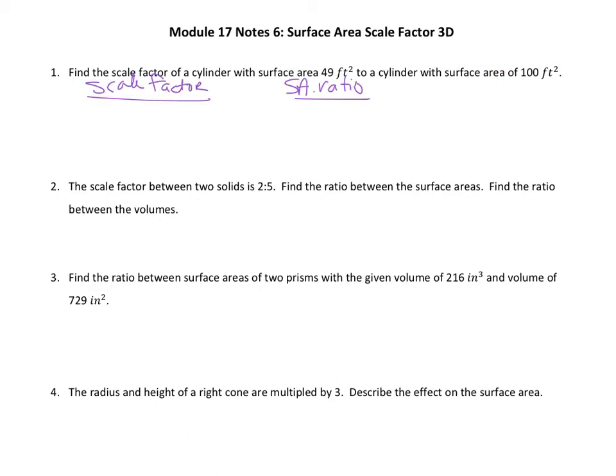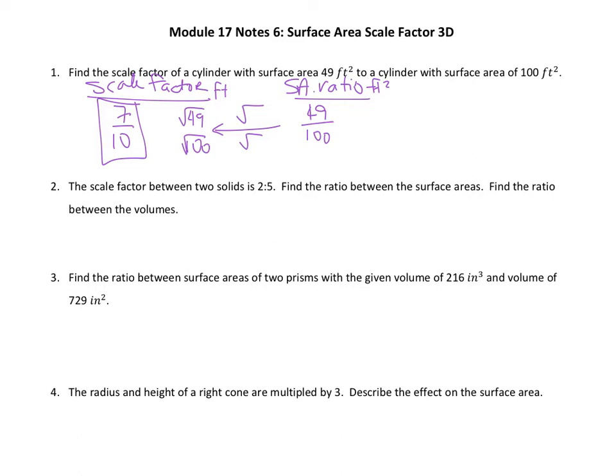If we start with a surface area ratio of 49 over 100, and we need to find the scale factor, we have to go backwards. Remember, the ratio is squared, so this is feet squared. The scale factor then would be comparing feet. So we need to take the square roots of each of those numbers to go backwards to find our scale factor. The square root of 49 is 7, the square root of 100 is 10. So our scale factor, the ratio of the sides, would be 7 over 10.